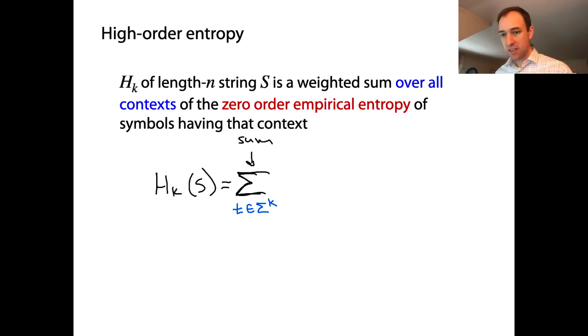We say it's a weighted sum, so let's now write down the weight, which is going to be a fraction. The numerator is the number of characters that have that context, so it's the length of S sub t. Remember what S sub t is: it's all the characters that have that context t, concatenated together. Over the total number of characters n, and then times the zero-order empirical entropy of those characters, the S sub t.